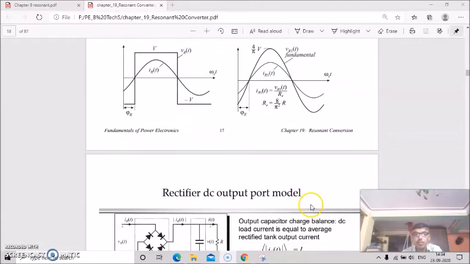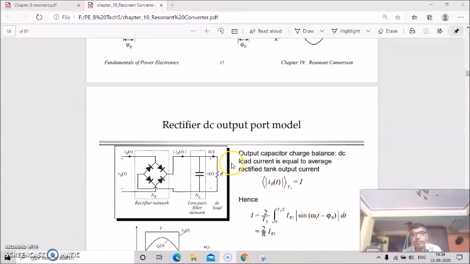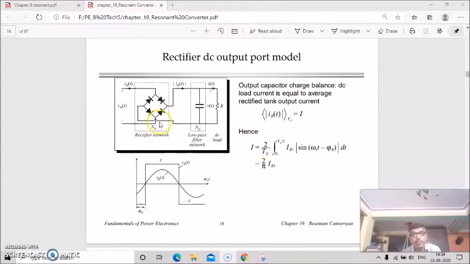So the rectifier DC output model will be like this. This is the rectifier network, this is the low pass filter, and this is the DC load. By output capacitor charge balance, the DC load current is equal to the average rectified tank output current.